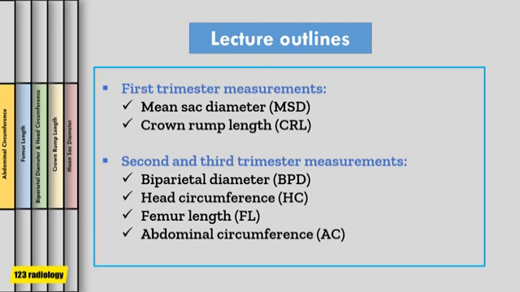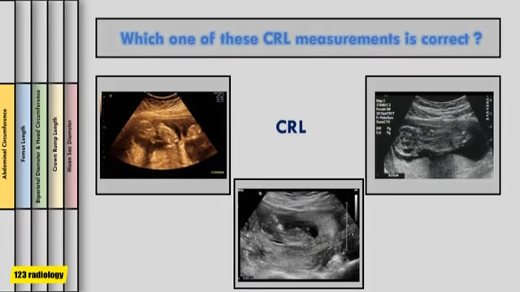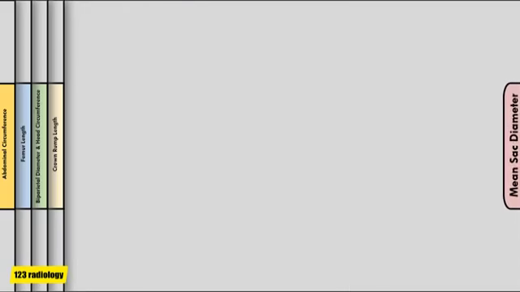should be measured. These are three images showing crown rump length measurement. Which one of these measurements is correct? Actually, none of them is correct. You will know the reason why these measurements are incorrect throughout the lecture. Let's start with the mean sac diameter.